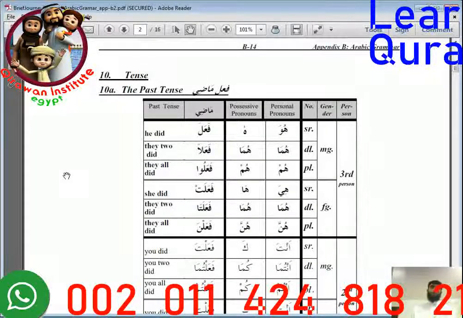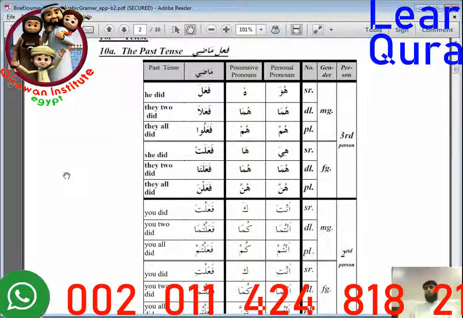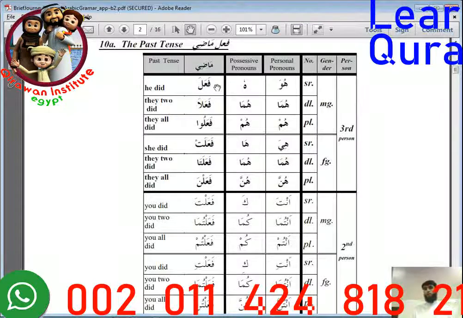So what we have done in grammar so far, we discussed the concept of third person, second person, first person. We discussed the two types of pronouns, the personal pronouns and the possessive pronouns. And we did this for third person, second person, first person, male, females, singulars, duals and plurals. Then we started discussing the past tense verb, and we said that the verb in Arabic language falls into two categories.